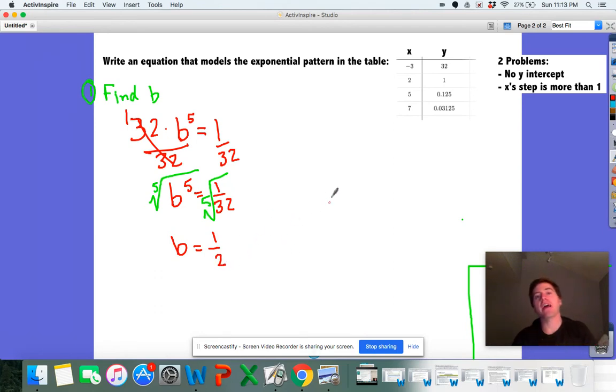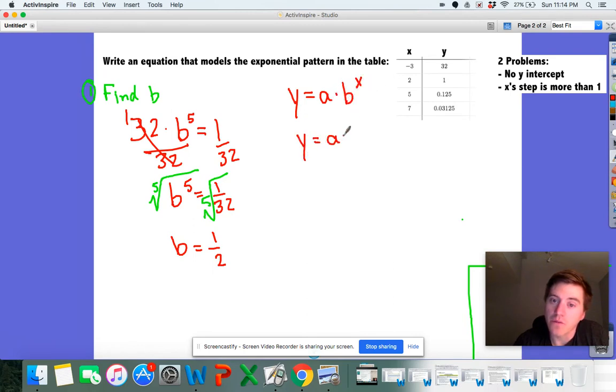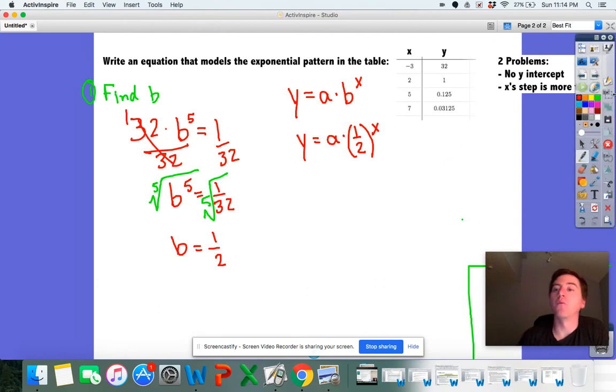Perfect, b is 1/2. That means if the equation is y equals a times b to the x, I know that y equals a times 1/2 to the x. Sweet. Well, now I need to find a, because that's the other thing. I need to find a and b. That's my whole goal, right?